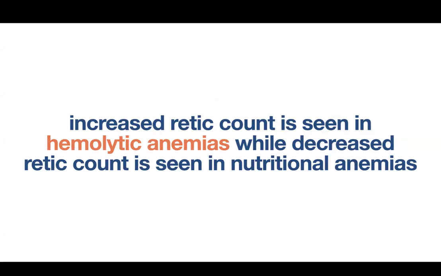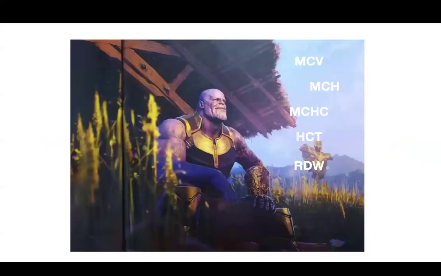So a decreased reticulocyte count will be seen in conditions where the body is not producing enough RBCs. We see this in nutritional anemias, and it makes sense. If, for example, someone is iron deficient or doesn't have enough B12 or doesn't have enough folate, they don't have enough fuel or enough resources to make more RBCs. So production slows down, and that will be reflected by a decreased reticulocyte count.